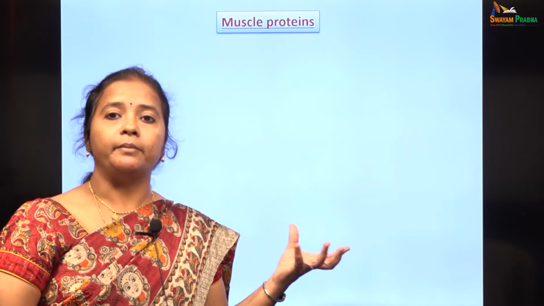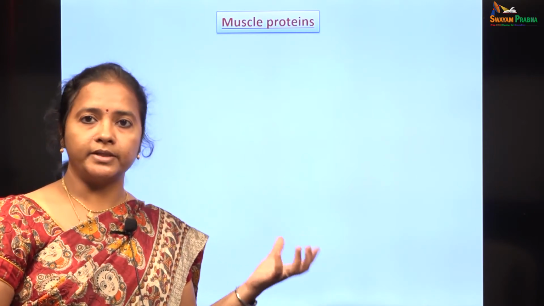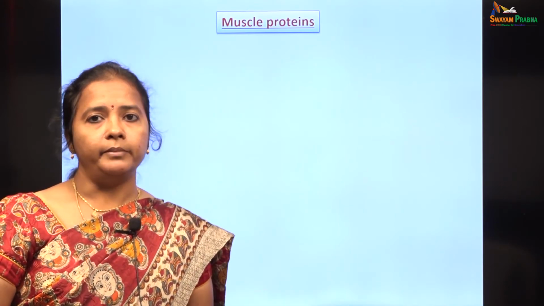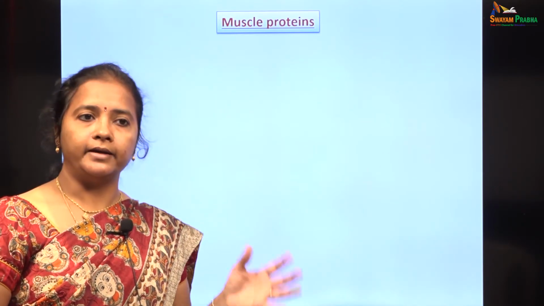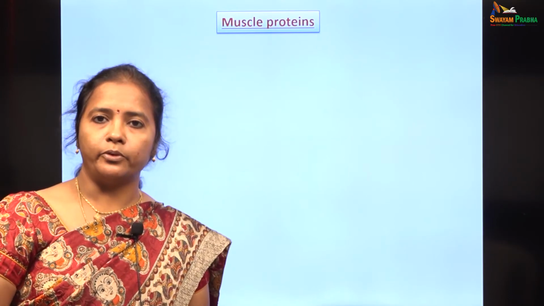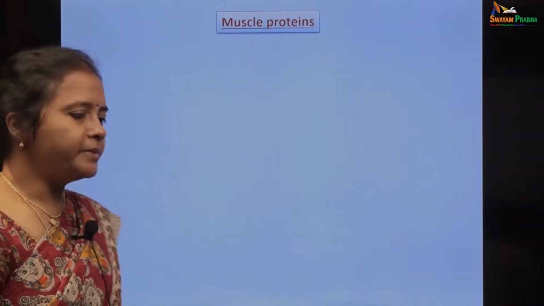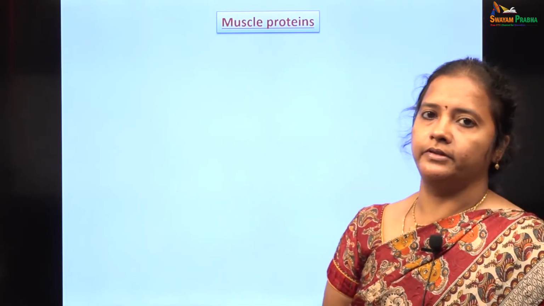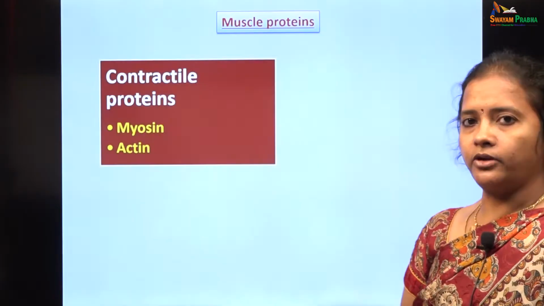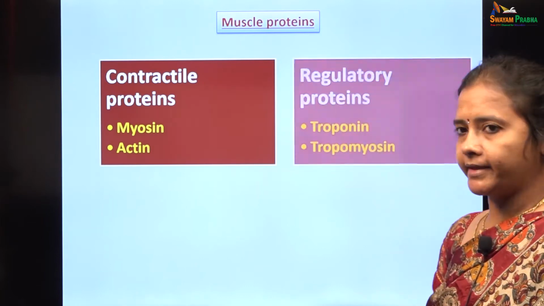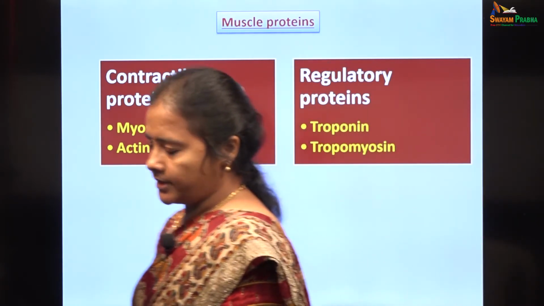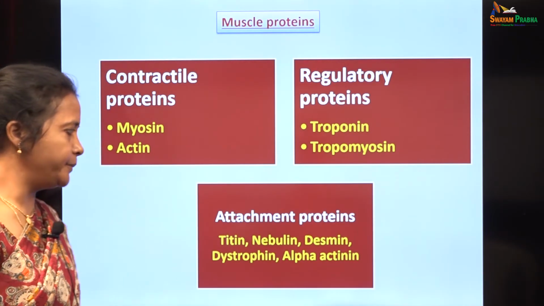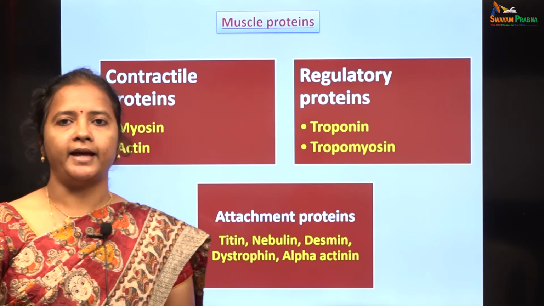That much is the extent of muscle proteins in the skeletal muscle fiber, and actin and myosin are the most common muscle proteins, and the third most common muscle protein is titin. There are many muscle proteins involved in the contraction and regulation of the contraction of the skeletal muscle. The contractile proteins are myosin and actin, the regulatory proteins are troponin and tropomyosin, and the attachment proteins include titin, nebulin, desmin, dystrophin and alpha actinin.